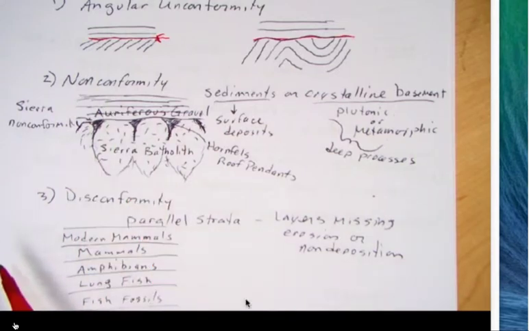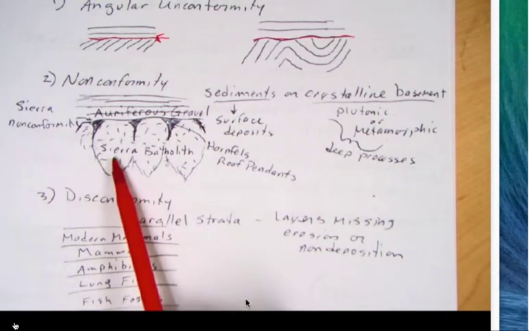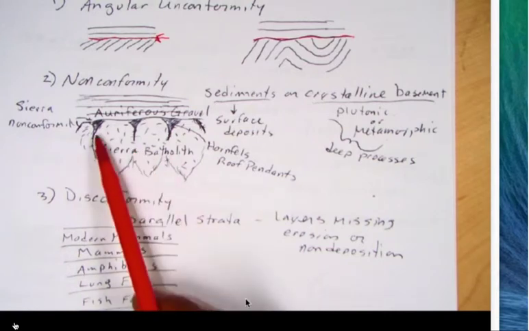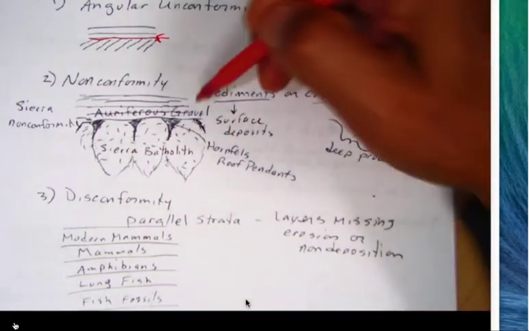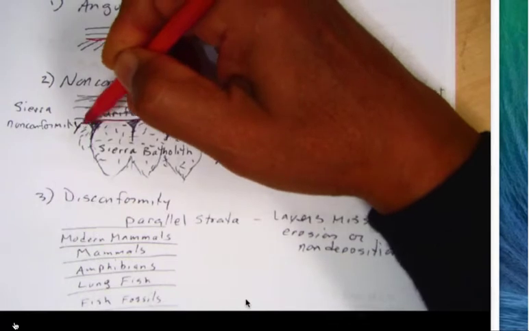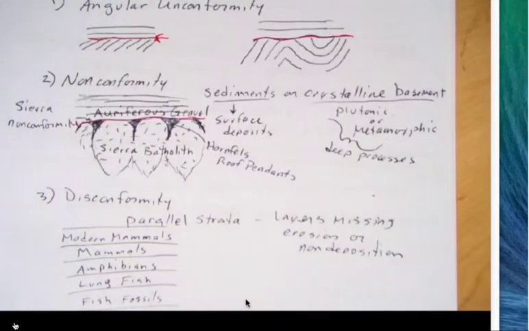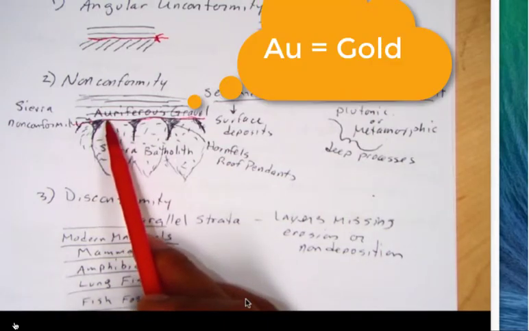A really good example of one is a Sierra nonconformity, where we have the Sierra batholith right here, the plutons. We have the hornfels metamorphic rocks there as well. And then we'll have the nonconformity right here, right? So that nonconformity sits right there. And it's also famous because we have a lot of these gravels. And auriferous, well, that Au is a chemical symbol for gold. So these are the gold-bearing gravels.